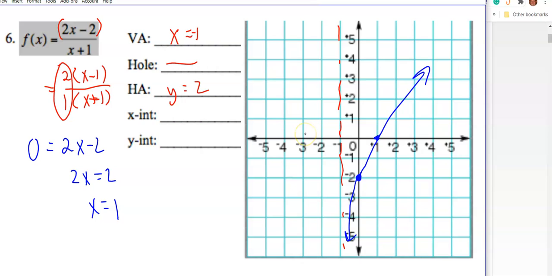It's weird. Let's plug in a couple points here. So let's do -2 and -4. I have no idea what's happening here. Maybe I made a mistake. So we're going to plug in -2 for x. That'd be -4 minus 2 is -6 divided by -1, which is +6. So -2, 6 is right up there.